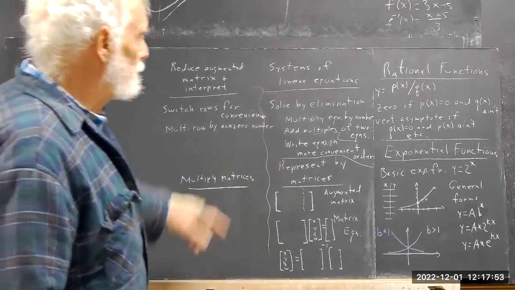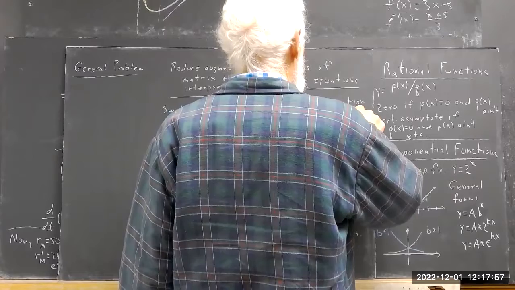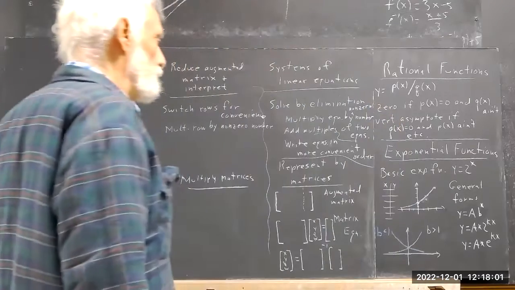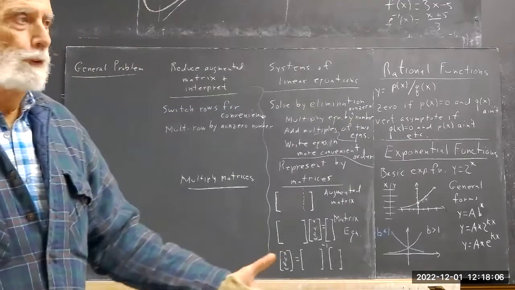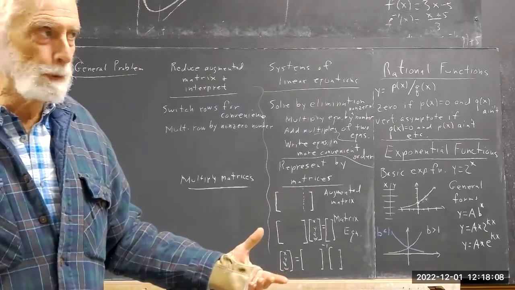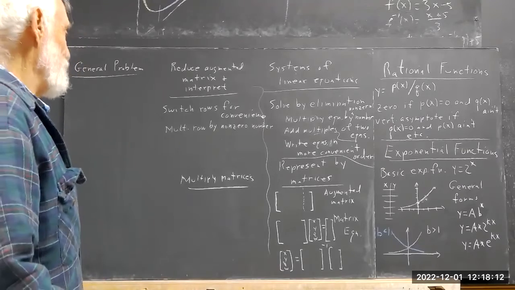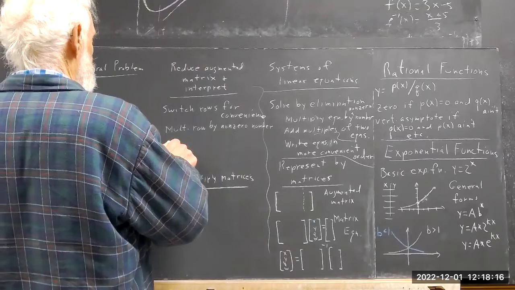Multiply a row by a non-zero number, and I should have used non-zero. I couldn't write small enough, because it's hard to read from the back, but obviously, if you multiply an equation by zero, you change its solution. You don't get any information out of 0 equals 0.